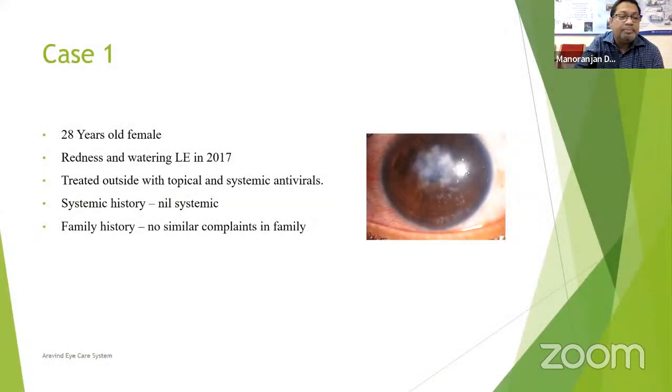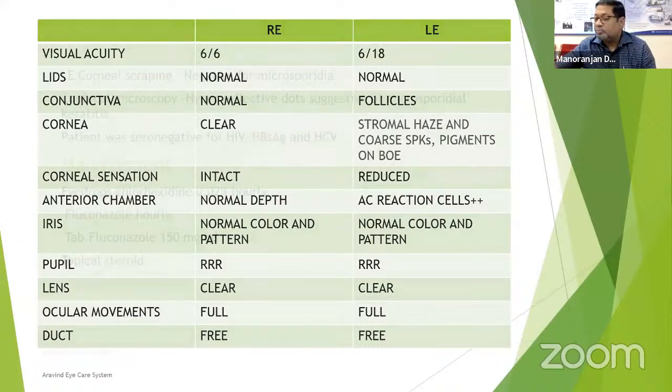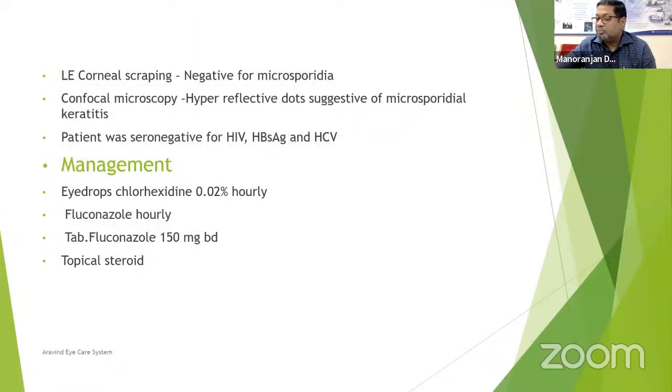A 28-year-old female presented to us with redness and watering in the left eye in 2017, treated outside with topical and systemic antibiotics. On ocular examination, the right eye was normal; the left eye had visual acuity of 6/18, lids were normal, conjunctiva had follicles, cornea had stromal haze and coarse SPKs, with pigments on the back of the endothelium. Corneal sensation was reduced, AC had reaction cells. The rest of the anterior segment was normal. Corneal scraping was negative for microsporidia, confocal microscopy was suggestive of microsporidial keratitis. Patient was seronegative for HIV, HBsAg and HCV.